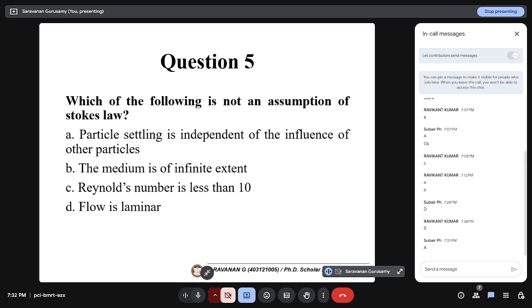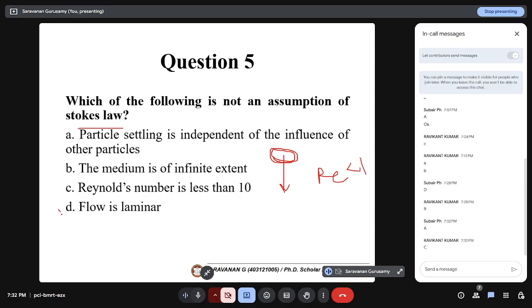Which of the following is not an assumption of Stokes law? In Stokes law, we have a particle of spherical shape settling due to gravity only. It is following discrete settling, that is the ideal settling tank. Actually, it will be flocculent in a real column, but in Stokes law we assume discrete settling. Gravity force will be acting, on a spherical particle. It will follow laminar flow. So these are all assumptions. Laminar flow, Re less than 1.